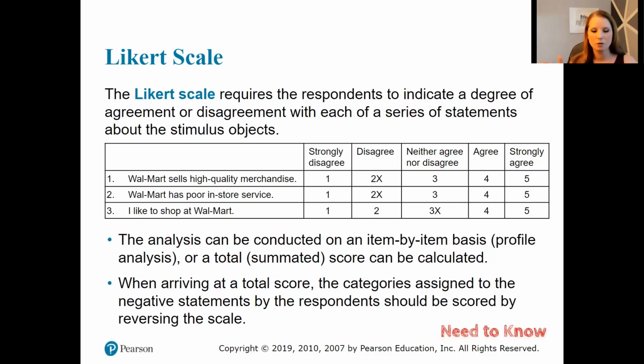And we might ask that, say, Walmart sells high quality merchandise. How much do you agree with this statement? Walmart has poor in-store service. How much do you agree with this statement? And then we can analyze this item by item. So looking at just high quality merchandise, looking just at that question, do some analysis. We can also create a sum score. So people's opinion assessment of Walmart altogether. And there are a variety of ways that we can calculate a summed score.